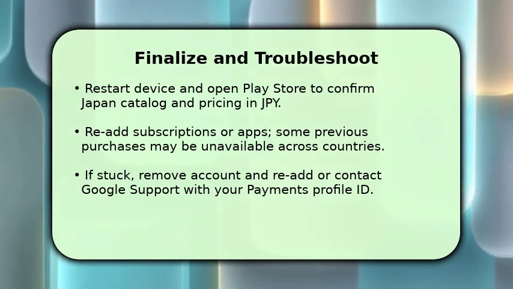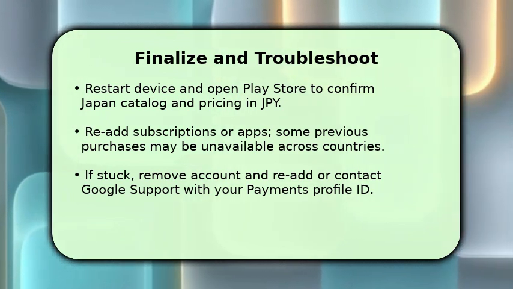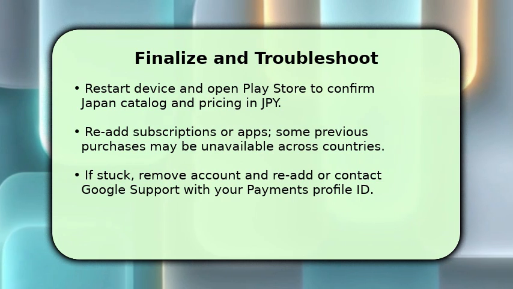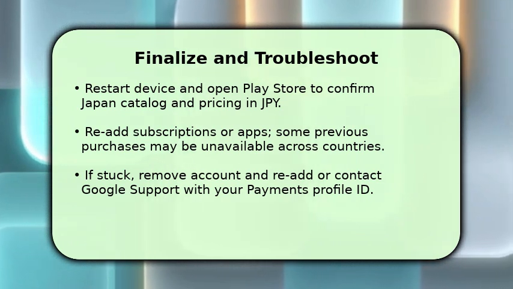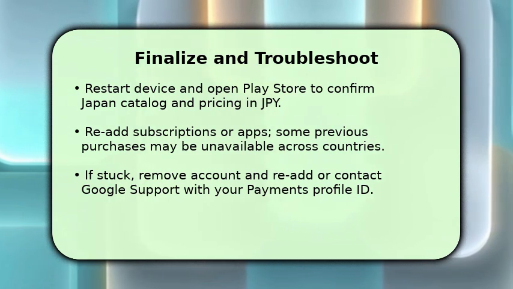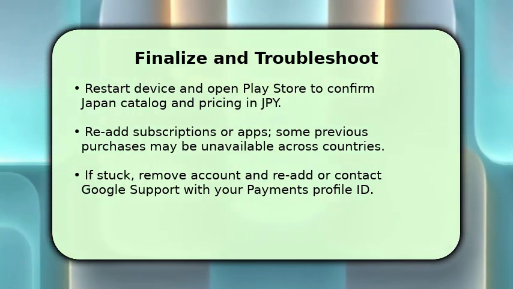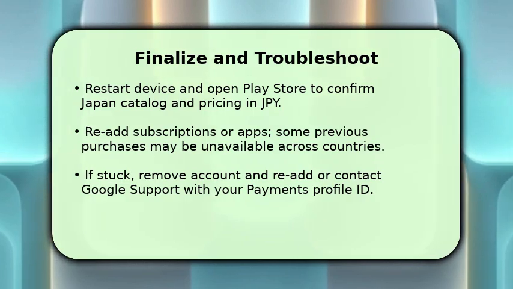If the country still shows the old one, remove and re-add your Google account or clear data again while connected to a Japan VPN. One key troubleshooting tip: if changes fail, check your Google Payments profile region and correct address information before retrying or contacting Google support.